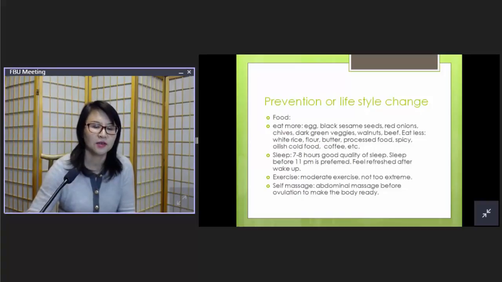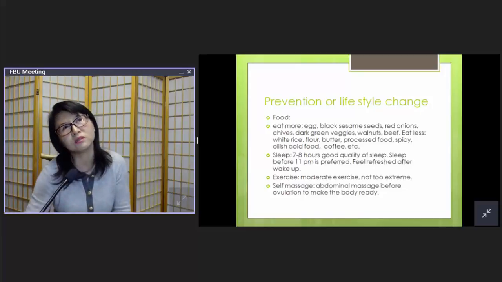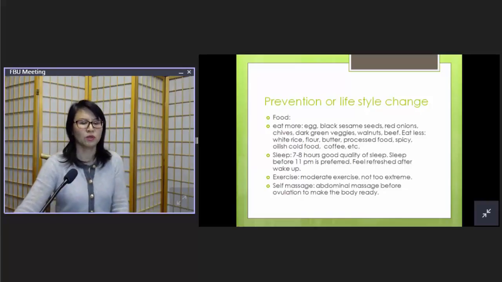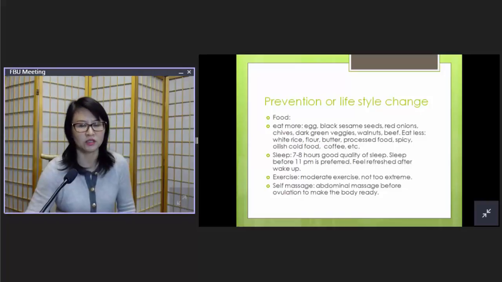Another thing is what time you go to sleep. Before 11 p.m. is good, because 11 to 1 is the liver time. You don't want to damage or exhaust the liver, so 11 is good. I have a patient who says, I normally sleep from 1 to 9. That's pretty good, 8 hours, but it's different. I will say, why don't you sleep from 11? Because that is your body's time.